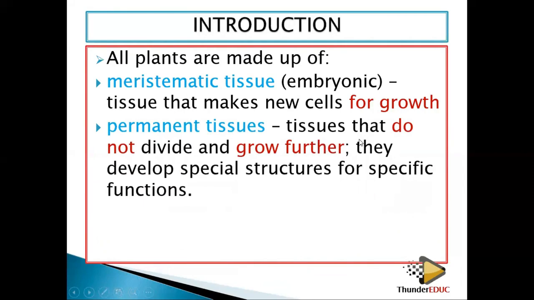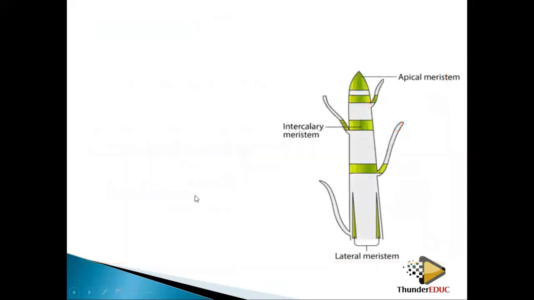Permanent tissues are tissues that do not have the ability to divide and grow. It means that they are fully grown. They cannot modify into another special structure. They develop special structures for specific functions. We're going to look at them and then we will understand them better.